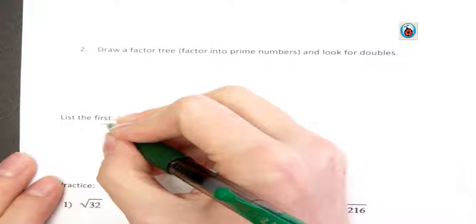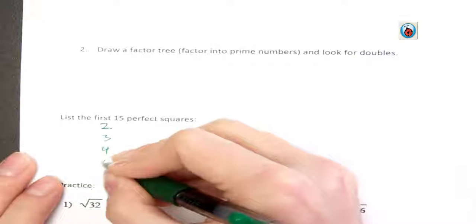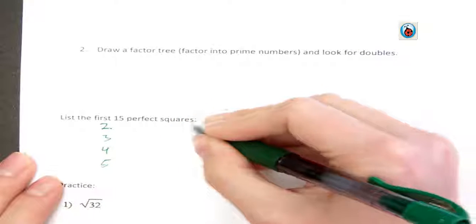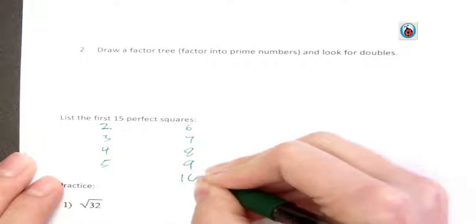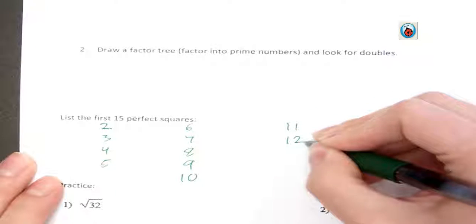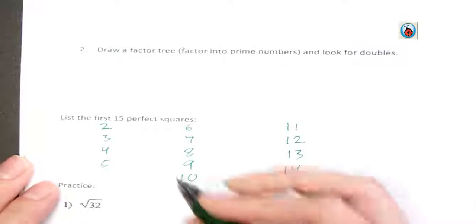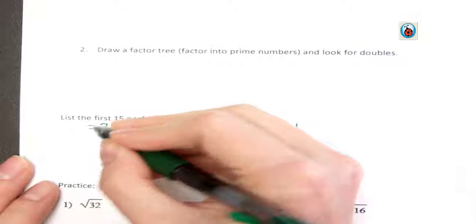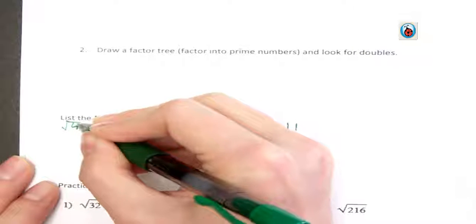So we're just going to go through our numbers. So we have 2, 3, 4, 5, 6, 7, 8, 9, 10, 11, 12, 13, 14, 15. And so then we'll go backwards. So 4 equals the square root of 2.